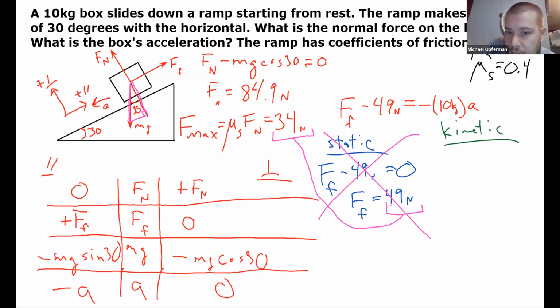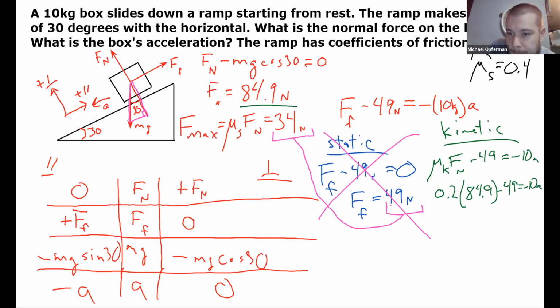So for the kinetic friction case, now I can plug in F_f is mu sub k times Fn. So we're going to plug in, well, let's do it one step at a time. So mu sub k times Fn minus 49. Let me drop the units because I don't have a lot of space here. And this will be minus 10a. And now mu sub k is known. That's 0.2. Fn is known from over here. That's 84.9. And then minus 49 equals minus 10a.